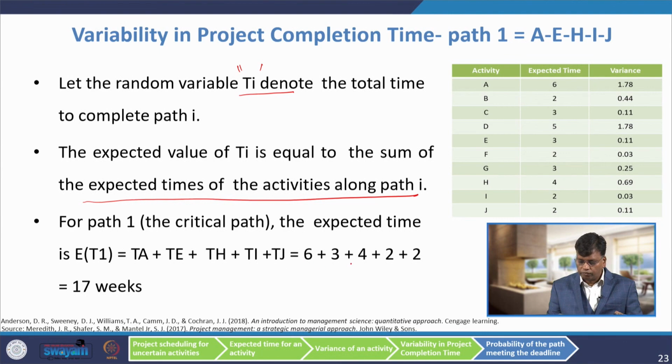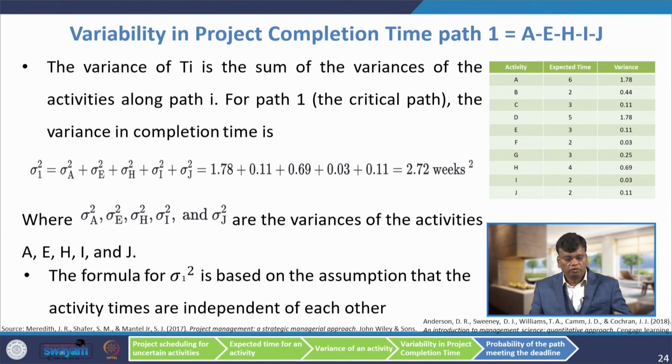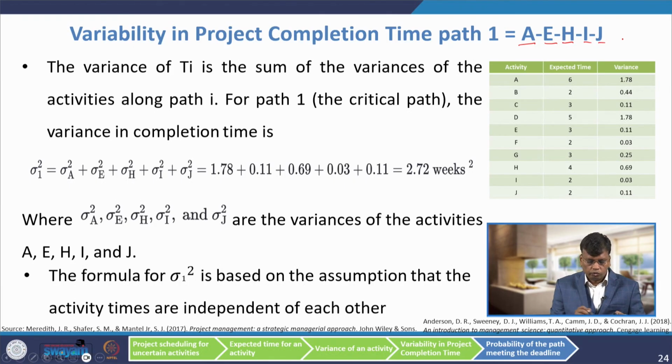So, 6, 3, 4, 2, 2, we are getting 17 weeks. Now, we will find out the variability in the project completion time along the path A, E, H, I, J. To find out the variability, you need to add the variance of activities A, E, H, I, J. When you add it, you will get 2.72 weeks squared.